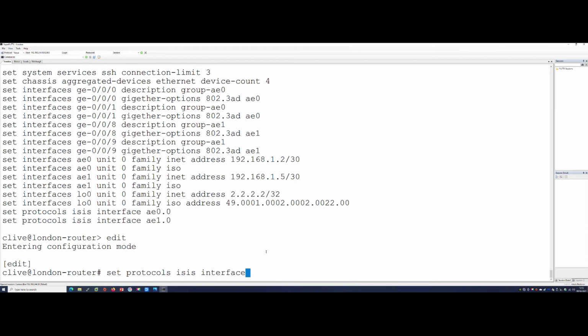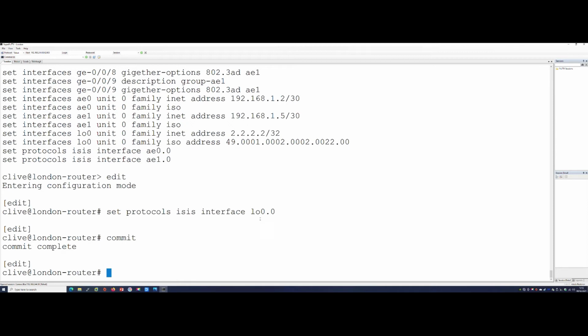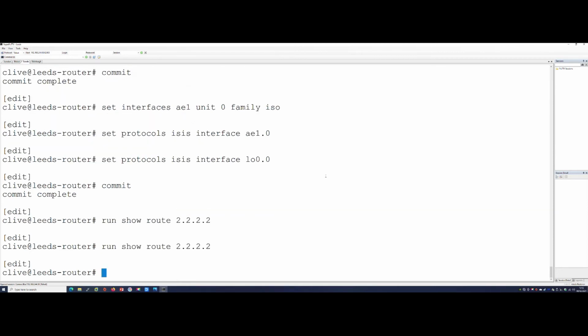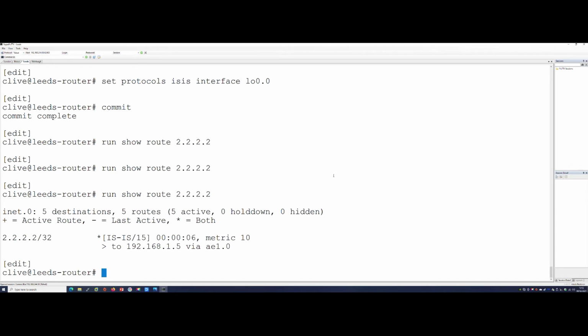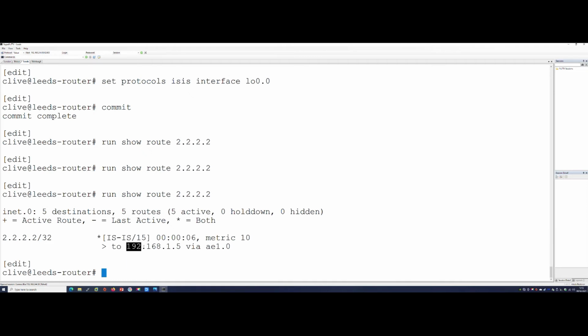Add in our interface lo0.0. Okay, and we'll commit that. And now what we're going to do is go back to Leeds just for the moment, and we'll do a run show route 2.2.2.2. Now, because we've included it, we see it via IS-IS. Okay, we've got the metric. It goes to 1.5 first, which is correct, via ae1.0.